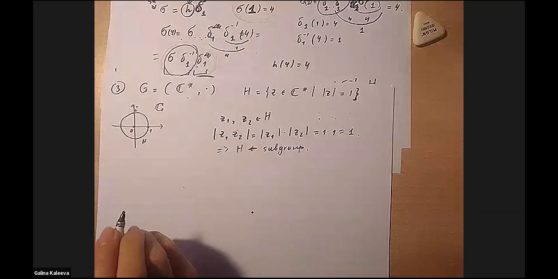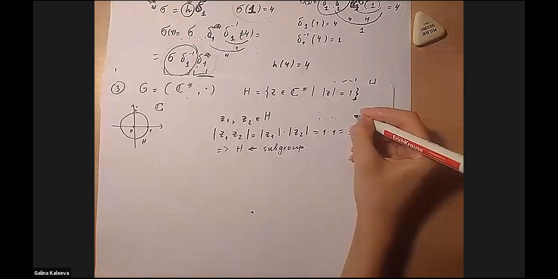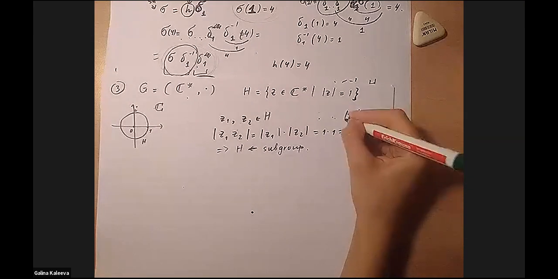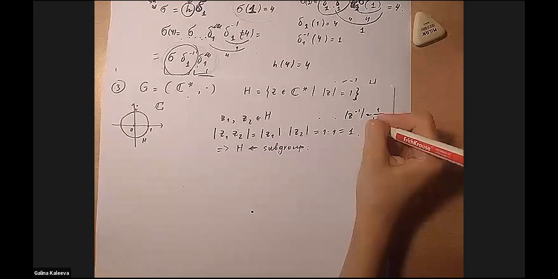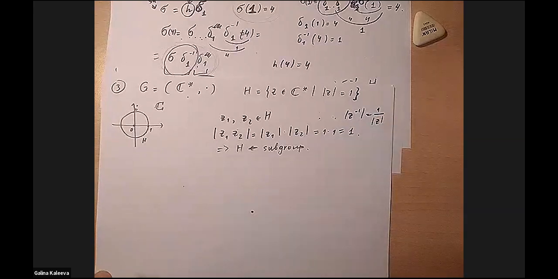Am I right here? Yes. Should we check something else to prove that H is a subgroup? The identity element is also there. Associativity is here, and the inverse element. The length of the inverse elements is the same. For our elements, the inverse elements are also on this circle, right?